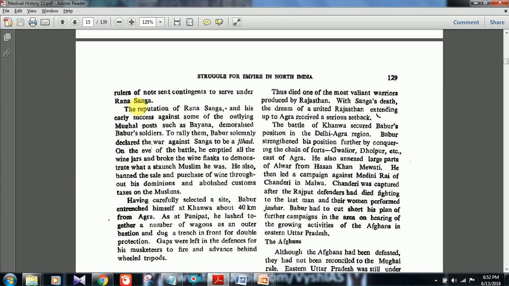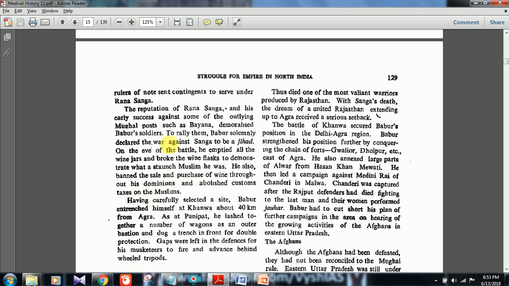The reputation of Rana Sanga and his early success against some of the outlying Mughal posts such as Bayana demoralized Babur's soldiers. To rally them, Babur solemnly declared the war against Sanga to be a jihad. Okay, so it's just Babur again declaring war. On the eve of the battle, he emptied all the wine jars and broke the wine flasks to demonstrate what a staunch Muslim he was. He also banned the sale and purchase of wine throughout his dominions and abolished customs taxes on the Muslims.